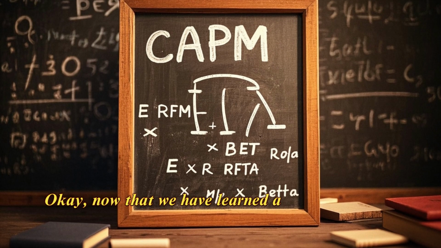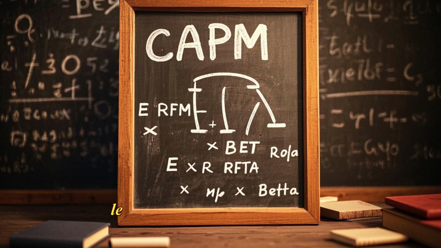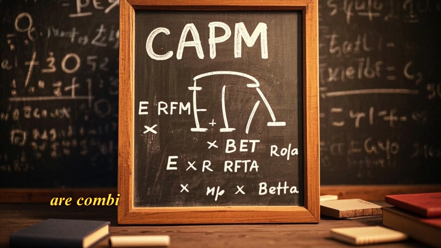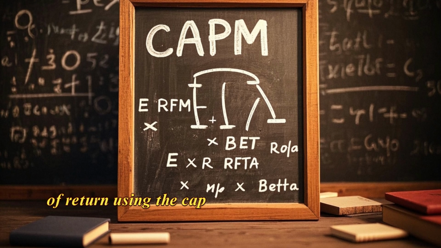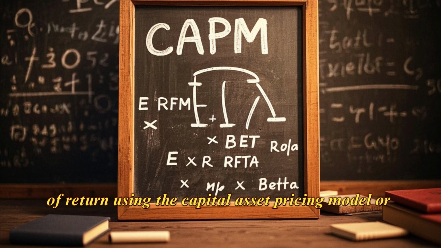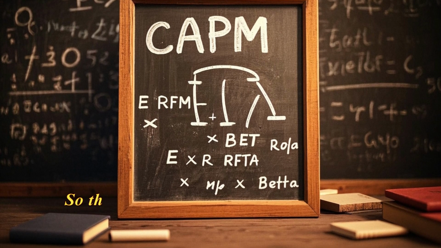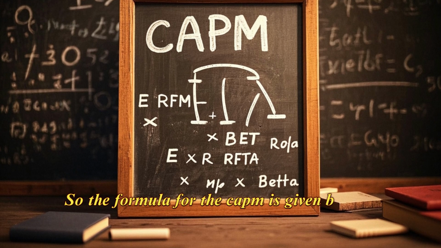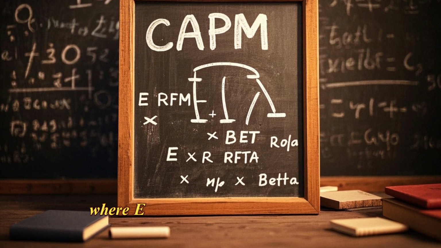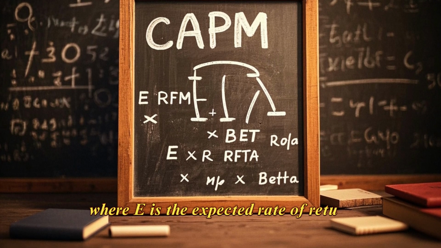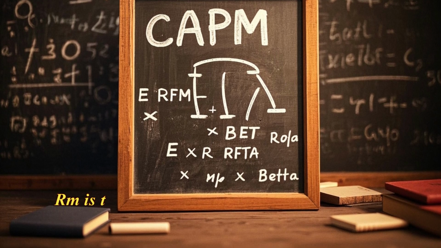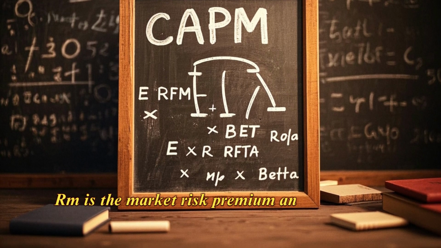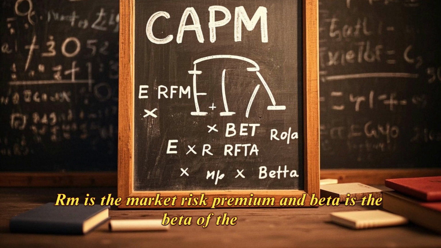Okay, now that we have learned about these three terms, let us see how these three terms are combined together to calculate the expected rate of return using the capital asset pricing model, or the CAPM. So, the formula for the CAPM is given by this equation, where E is the expected rate of return, RF is the risk-free rate of return, RM is the market risk premium, and beta is the beta of the stock.